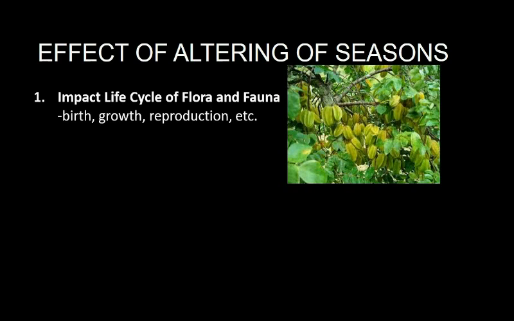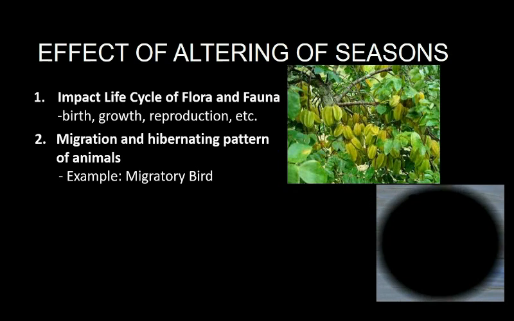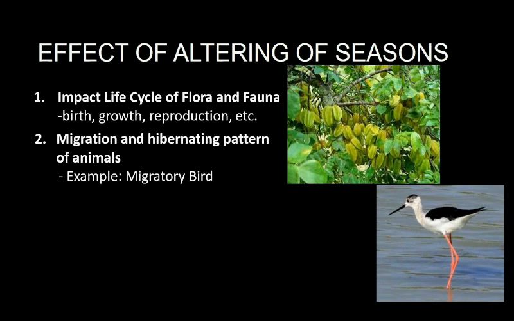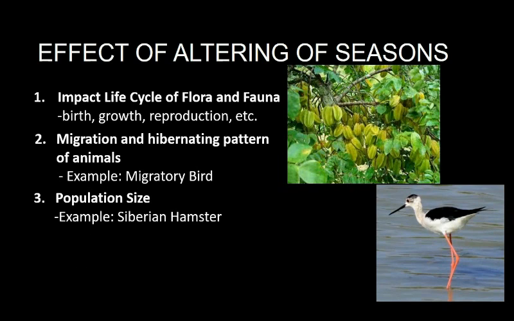Therefore, plants might produce flowers too early or too late, and so there might be some years where certain fruit never appear. Secondly, it will affect the migration or hibernating patterns of animals. Some animals, like migratory birds, have developed behavior to cope with winter conditions, to conserve energy and deal with food scarcity by migrating to a warmer climate or hibernating. Both migration and hibernation are sensitive to weather and climate, and climate change poses a challenge to migratory and hibernating species.